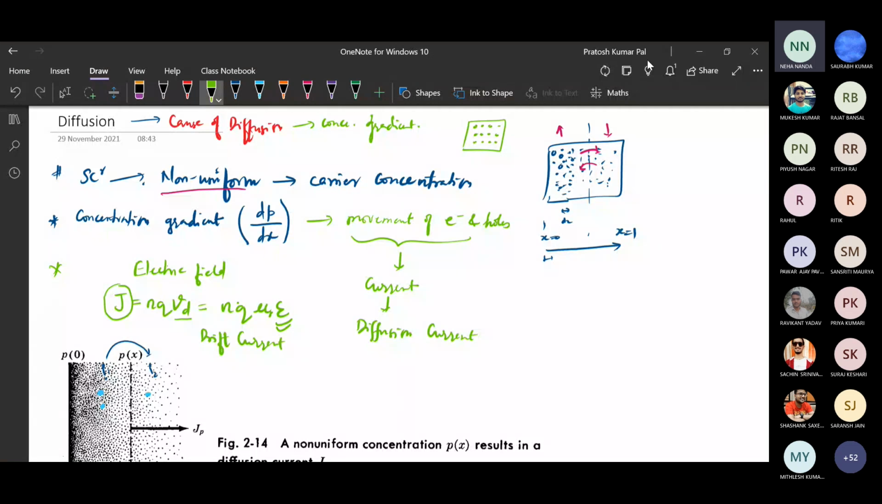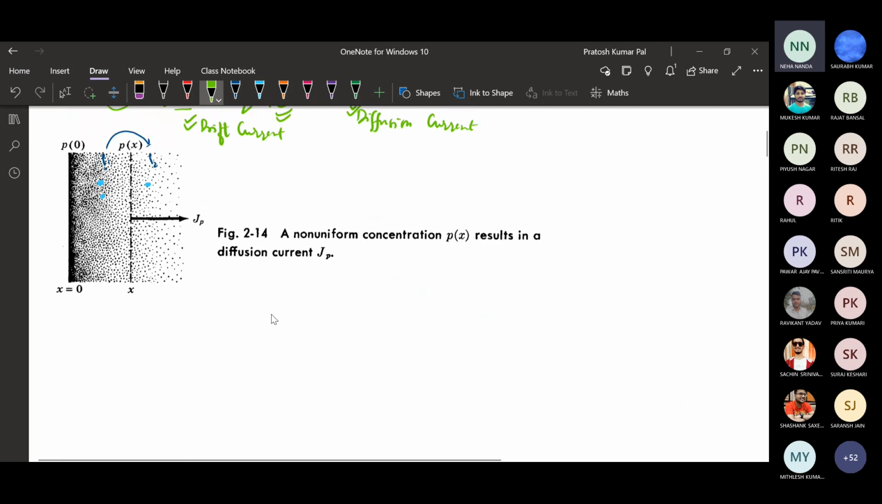One type of current that flows in a semiconductor is drift current, and another one is diffusion current. So overall we can conclude that two different types of current flow in semiconductors. The total current will be the addition of the drift current and the diffusion current. We will now see the expression for the diffusion current; for drift current, we have already seen it.